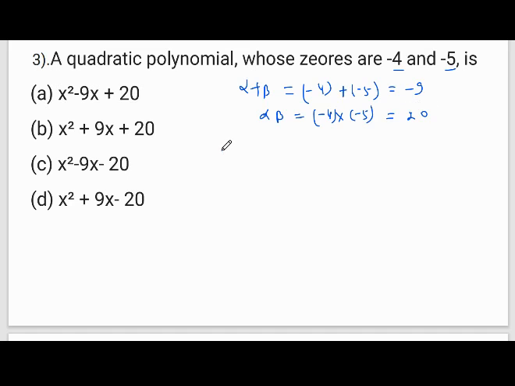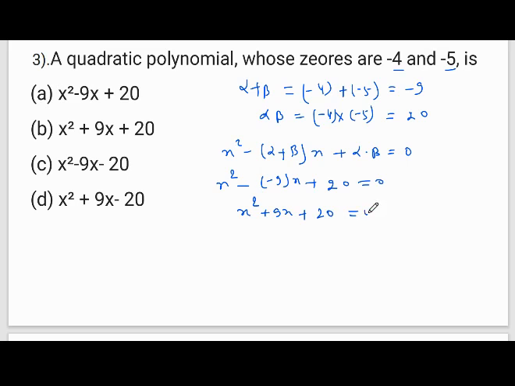So we can write according to the formula, x square minus (alpha plus beta) into x plus alpha into beta is equal to 0. So x square, and we found here alpha plus beta is equal to minus 9, so plus 9x, plus alpha into beta, which is 20, is equal to 0. So the equation will be x square plus 9x plus 20. You can see here option B is correct. Okay.